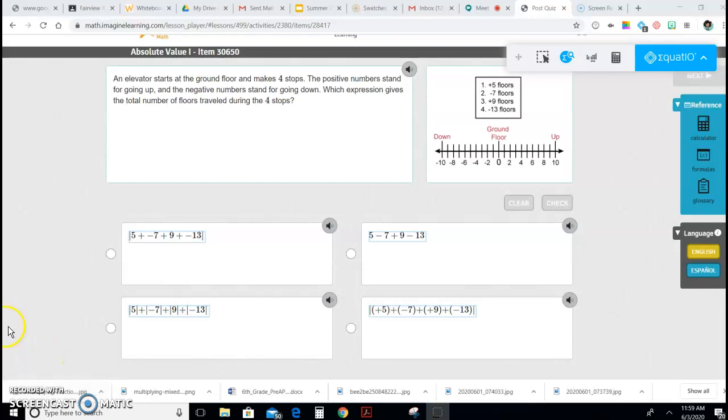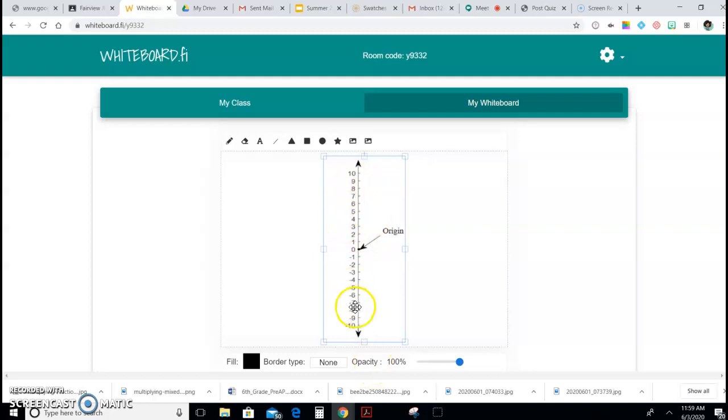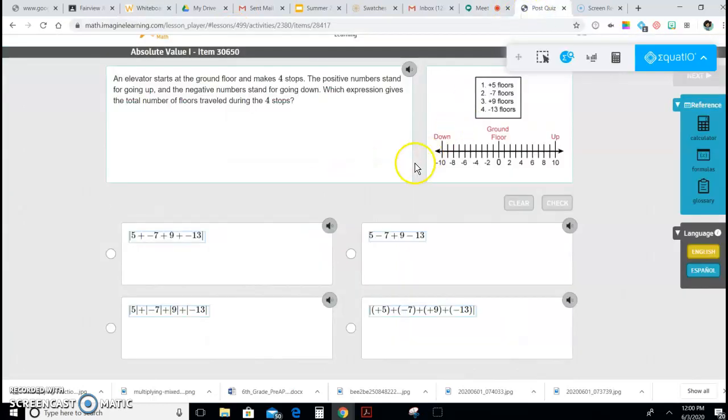So you could always use a vertical number line if that helps you, since we're talking about an elevator and we're talking about up and down. You can always draw one of those. However, I'm going to show you how to use the horizontal number line that's given to you. So 0 represents our ground floor and we are traveling a certain distance.